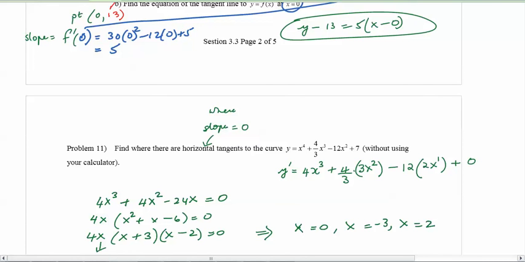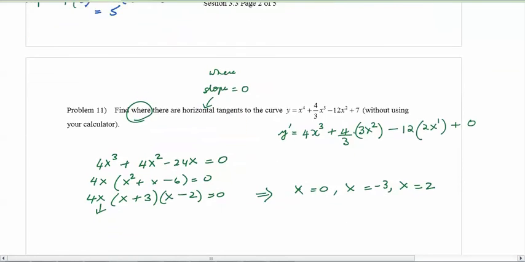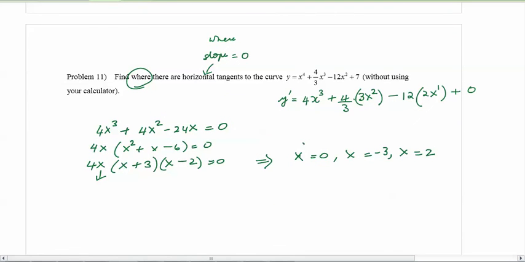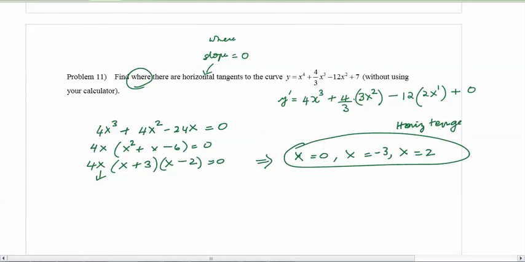And let's go back, make sure we answer the question. The question says, find where. It doesn't actually specifically ask me for points. If it had asked me for points, I would need a pair of coordinates, an x and a matching y. So mercifully, that's not what's needed here. The x coordinates will do just fine. And so this is where my horizontal tangents are at these points. And we are done. That is it.